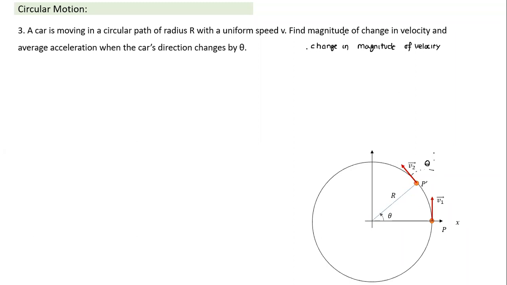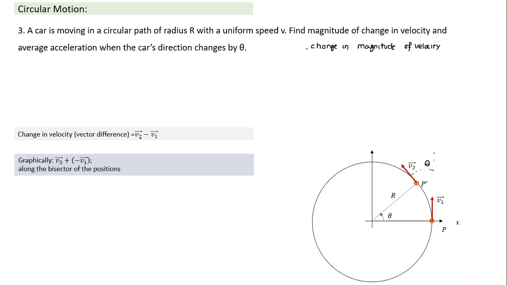But here I was asking the magnitude of change in velocity, and velocity is a vector quantity. So change in velocity is nothing but the vector difference, v2 bar minus v1 bar. So we need to find the vector difference between the two. The two vectors are of equal magnitude, but the angle between them is theta. We can also understand it graphically. Since addition is simpler graphically, I can write this as v2 vector plus negative of v1 vector. So let's see what will happen graphically.